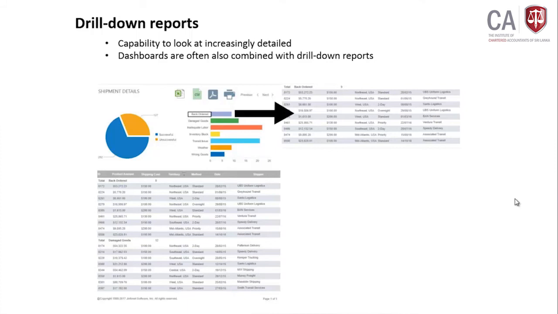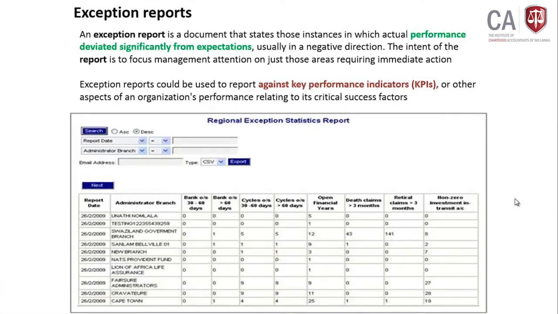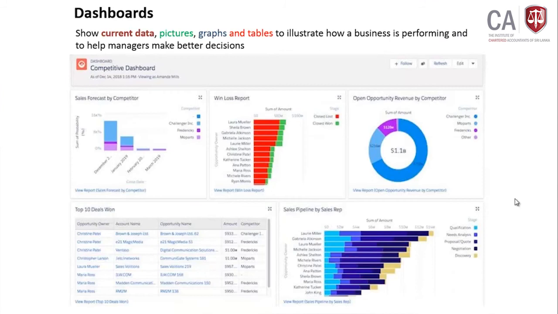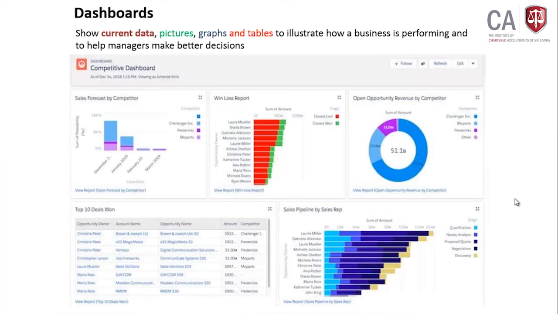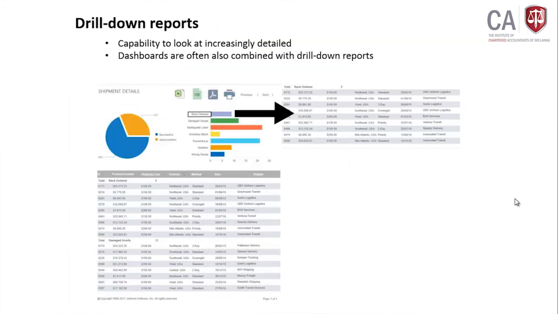So, the executives and senior management first look at this one. If they want to go into details, they click here and go to the details. Exceptional report. What is an exceptional report? Please remember that we talked about different databases and technologies. Now we are talking about reports, so this is the ultimate point.